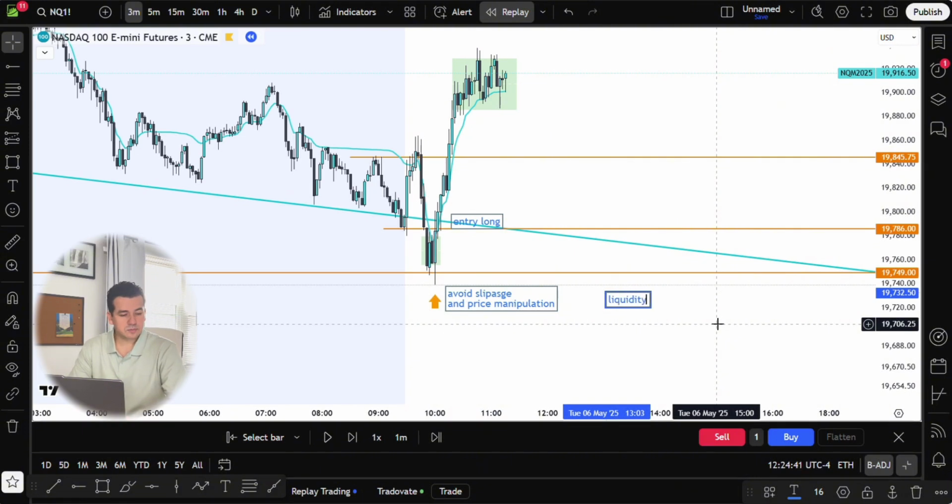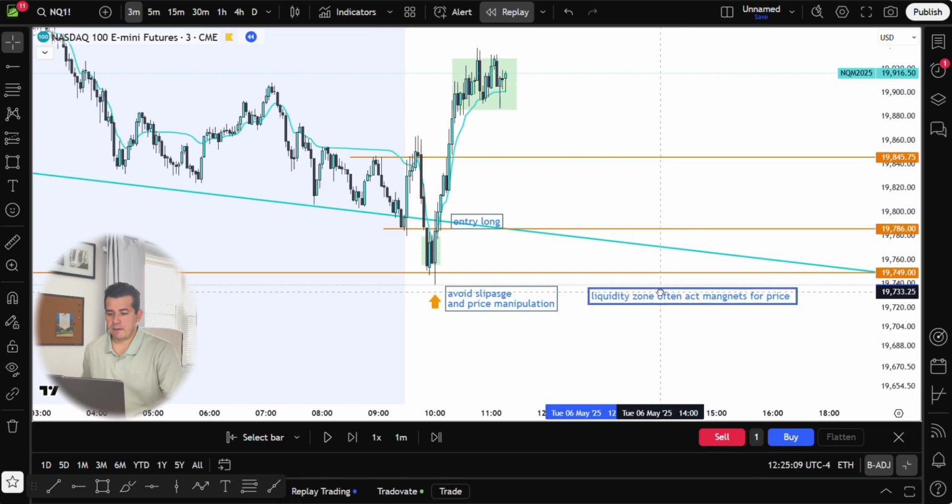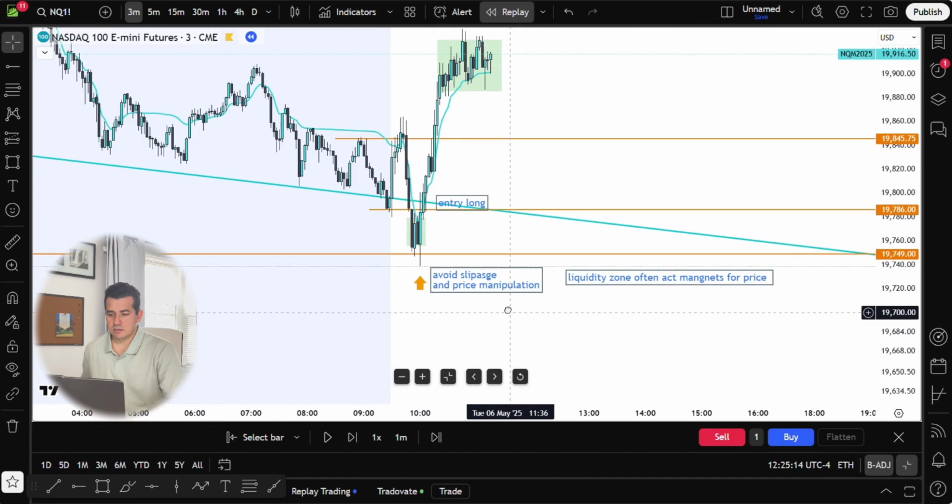Liquidity often acts as a magnet for price. And there you have it.